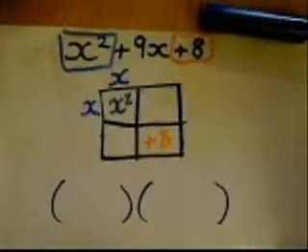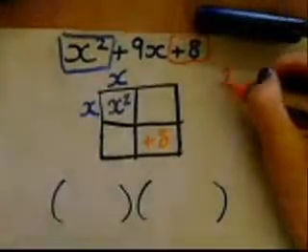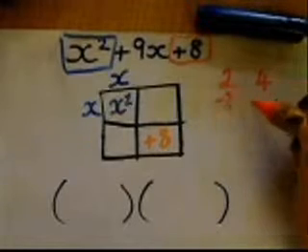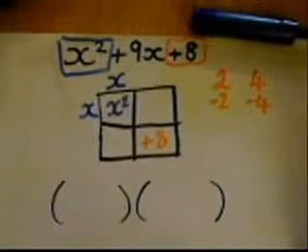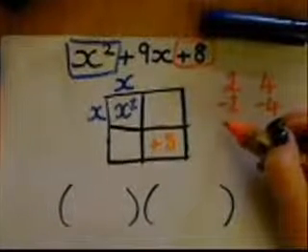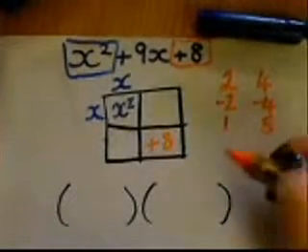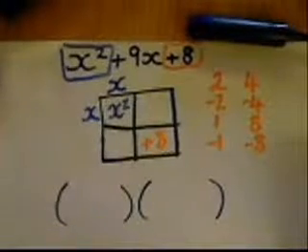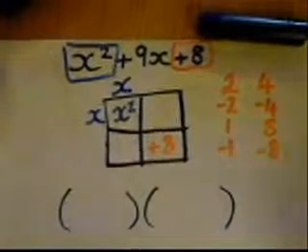Well, there's lots of possibilities here. We could have 2 times 4. We could have a negative 2 times a negative 4. We could also times 1 by 8. We could also times negative 1 by negative 8. These are all our possibilities.